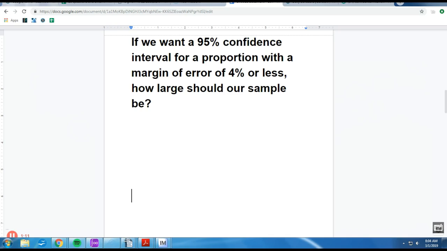My job is to get the margin of error to be 4%. The margin of error is the part that you add or subtract to the middle. In a 1 prop z interval, this whole piece is my margin of error. If it were means, this other piece would be my margin of error. So I'm going to start with that: z star times the square root of p hat times q hat over n equals my margin of error. That's just the definition. The part after the plus or minus sign is the margin of error.